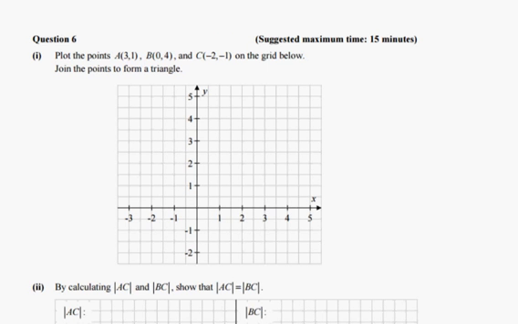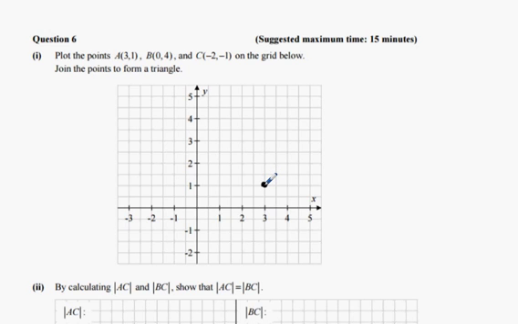Now, this is question 6. Jump straight to 6 because the rest of them are stats questions, aren't they? Yeah. So question 6, now, plot the following points on the diagram. Where's A located, lads? 3 across, 1 up. 3 across, 1 up, yeah.